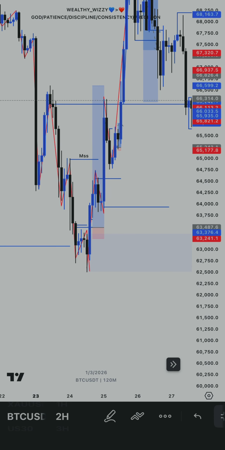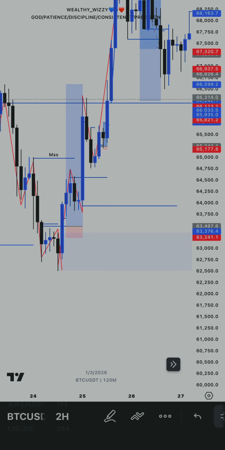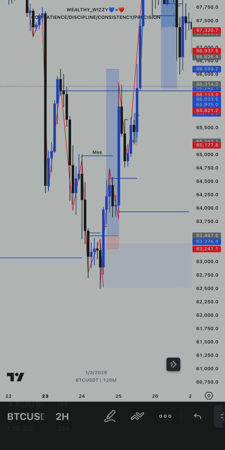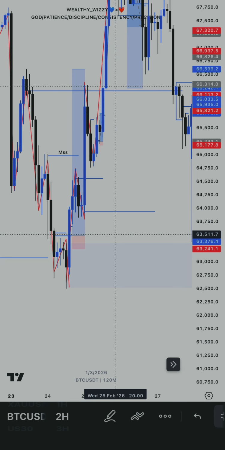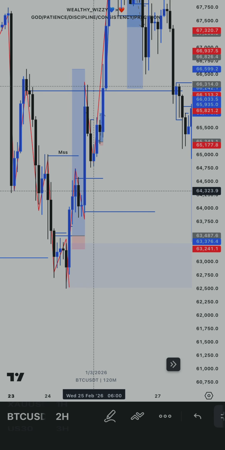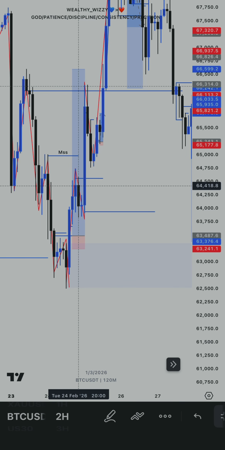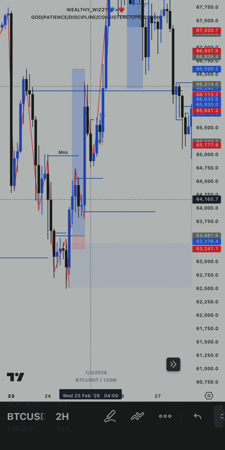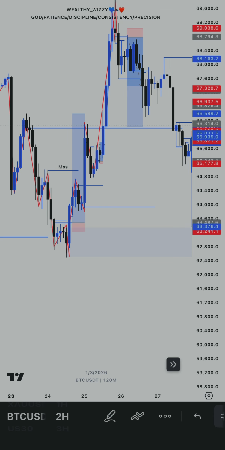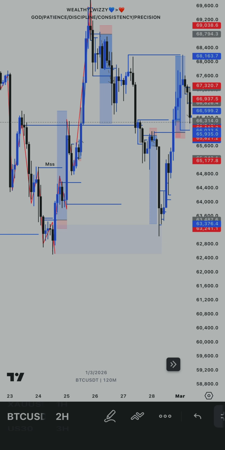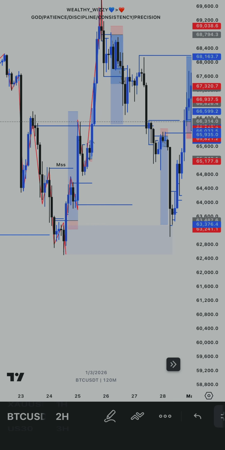Now before the MSS, it gave us a pullback, giving us a type B setup. So I didn't pay attention to this pullback after the market structure shift, because if I paid attention to it, I would have taken my point of interest from this OB or this breaker block, because they are all aligned. But I did not pay attention to it because there was a pullback that indicated that there is liquidity below this MSS. So this pullback became my inducement liquidity, making this a type B setup.